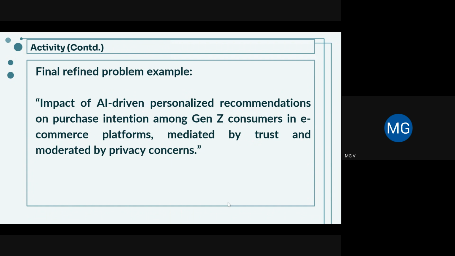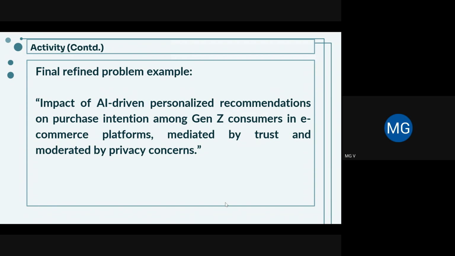The suggested solution can be, you can have objectives generated as to analyze the impact. Now you can frame your objectives, right? So the suggested solution can be, the objectives generated can be, now see the first line and the objective. To analyze the impact of AI-driven personalization on consumer trust in e-commerce platforms. Second, to examine the relationship between AI recommendations and purchase intention among online consumers. And third, to evaluate the moderating role of privacy concerns in AI-driven consumer decision making.